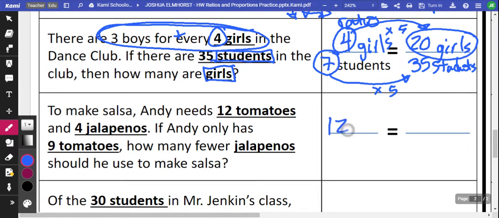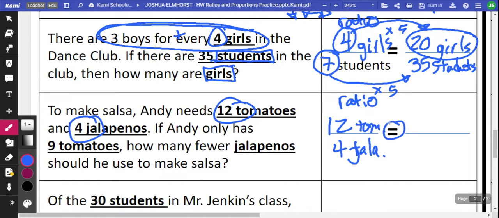And we've got 12 tomatoes, and then 4 jalapenos for the first ratio. That's for ratio 1. And then we want to make an equivalent ratio, asking a question. 9 tomatoes. So tomatoes is on top right here. So we look between them. 12 and 9 is not so easy.